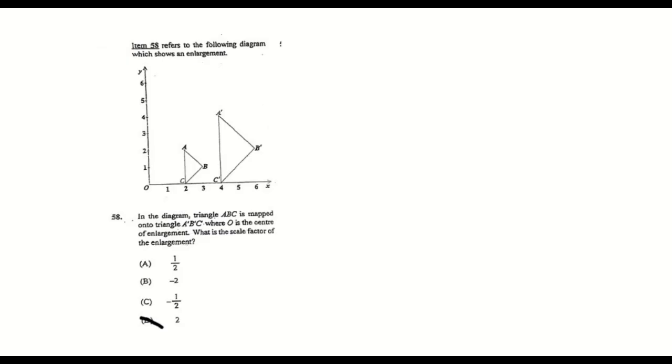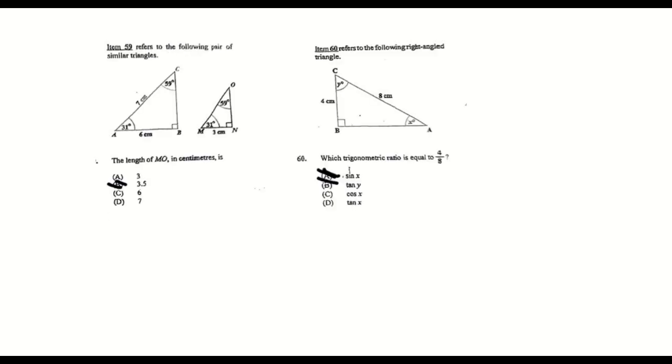This one here, they want to know the scale factor. So what you would do is look at this line from here to here is 2, and then from here to here is 4. 4 divided by 2 is 2, so the answer is D. This one here is a repeated question. We know MO is 3.5. We know that sine x would be opposite over hypotenuse, which is 4 divided by 8. So that's how I got the answer A. And that is the end of January 2020.